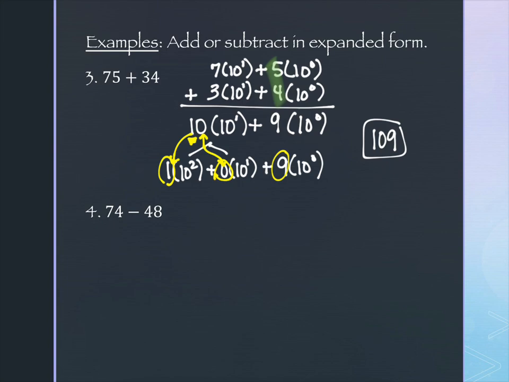Let's do subtraction. It's very similar. We're going to write down the same sort of thing. 7 times 10 to the first plus 4 times 10 to the 0. And it's minus 4 times 10 to the first. And it's minus 8 times 10 to the 0. So we're subtracting both of the values, both the number 40 and the number 8. Make sure to pay attention to that extra subtraction piece.